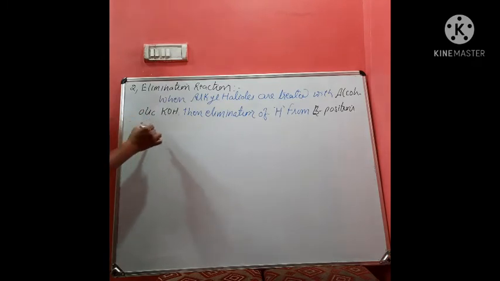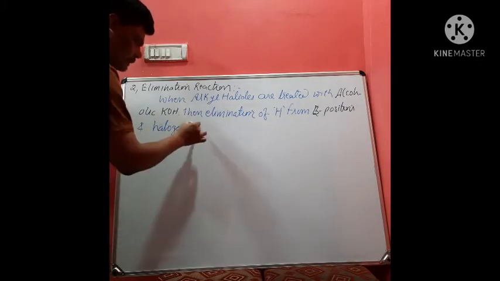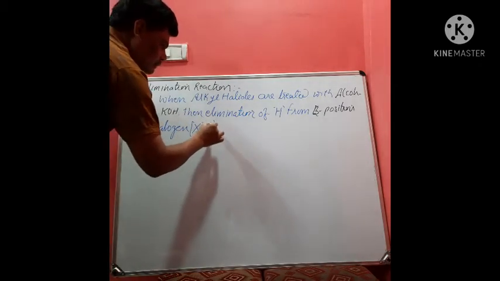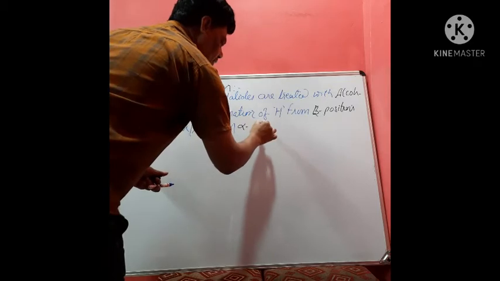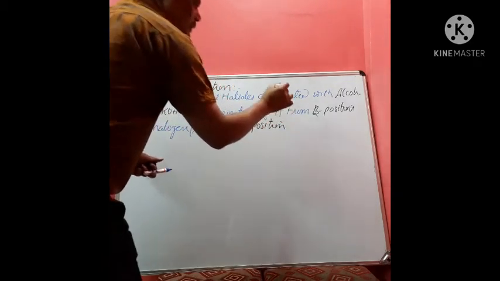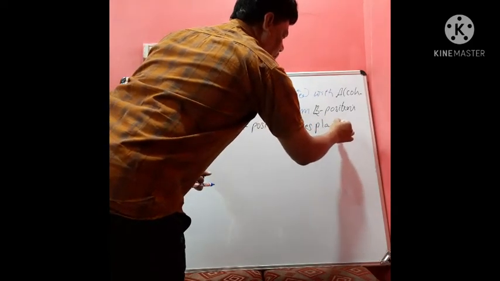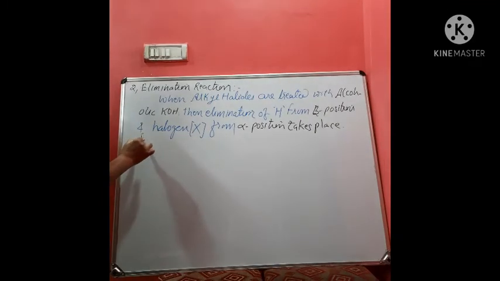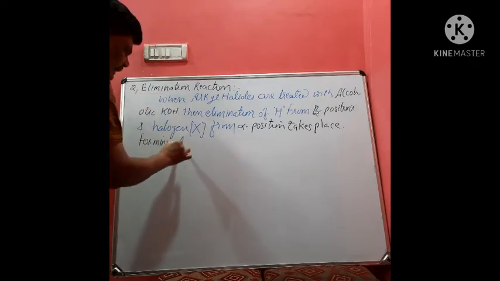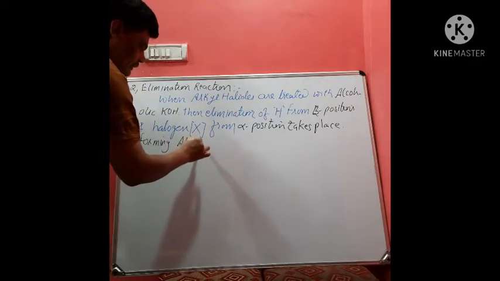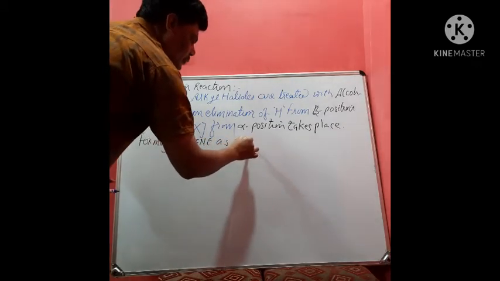And halogen, that is X, from the alpha position takes place, forming alkene as the major product.